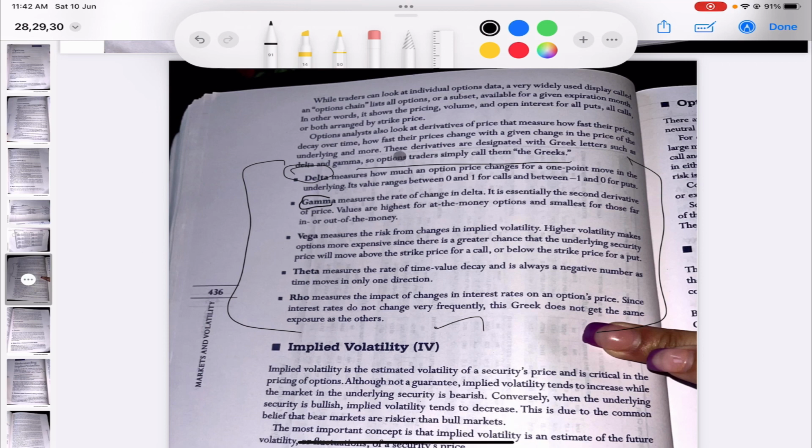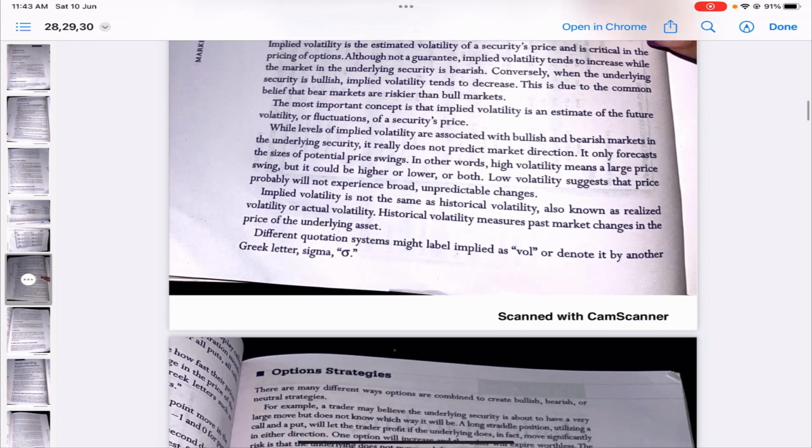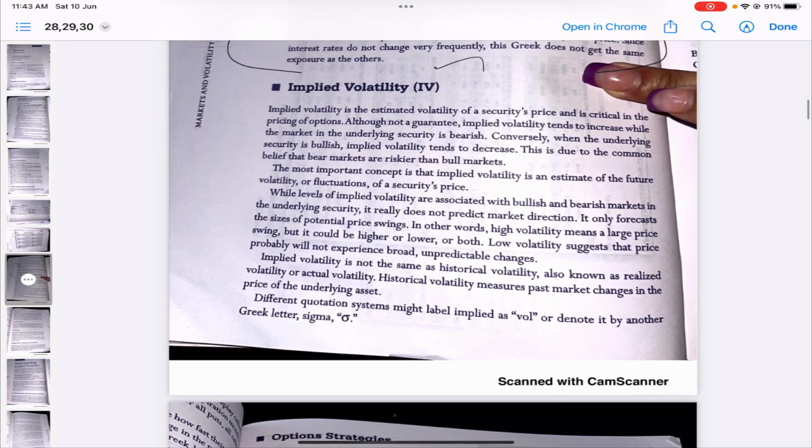So let's quickly revise our option Greeks. Delta shows you the change in your option price as compared to the change in your underlying stock. Gamma measures the rate of change of delta. Vega shows the change in implied volatility. Theta is the time value and rho is interest rate. Okay. Now let's come to implied volatility.